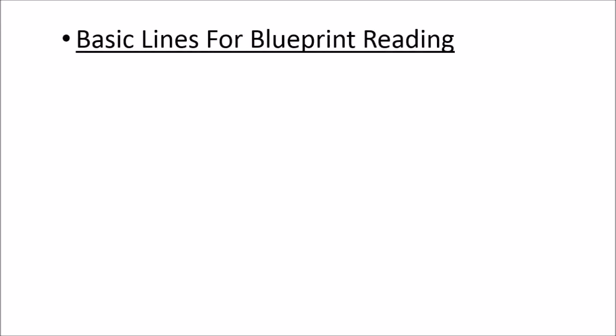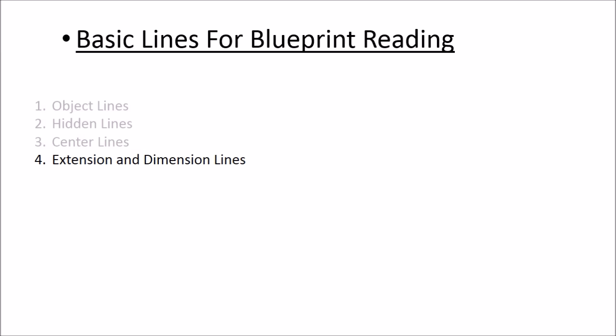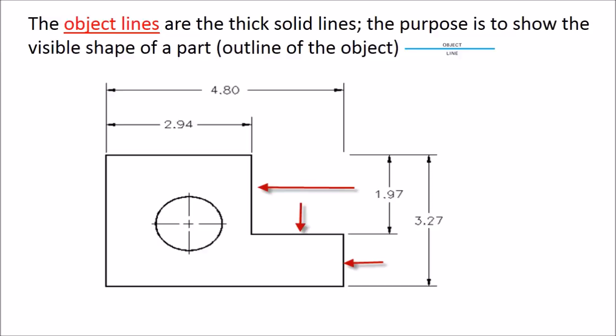Basic lines. There are several different types of lines used on prints, and each has different meanings. In this lecture, we'll discuss 5 of these different lines. The first one we'll discuss is the object line, then the hidden lines, the center lines, extension and dimension lines, then leader lines. Okay, the first one is the object line.